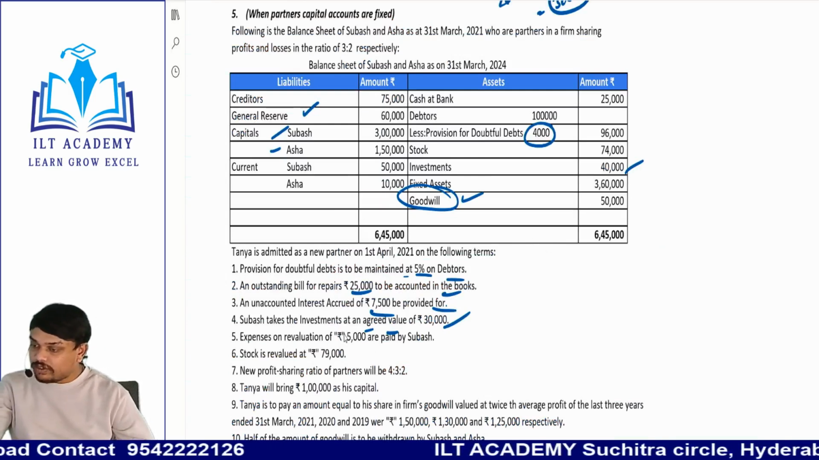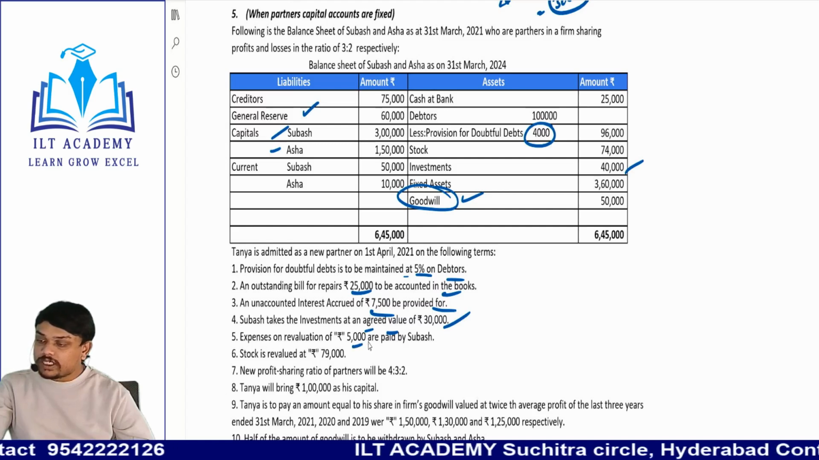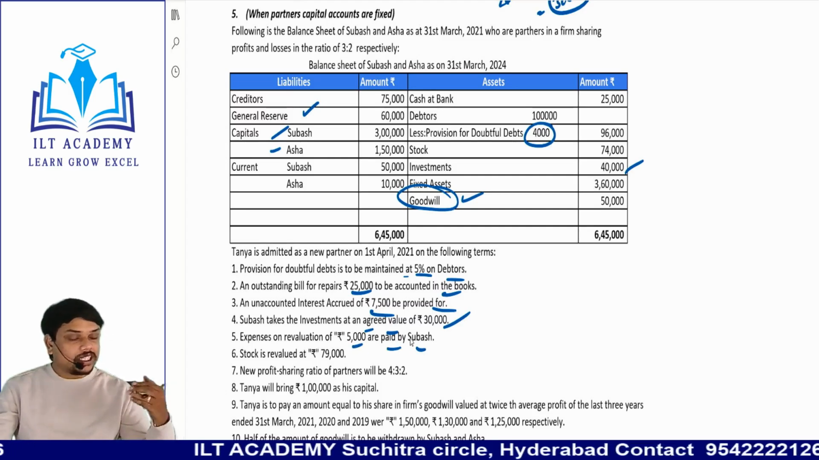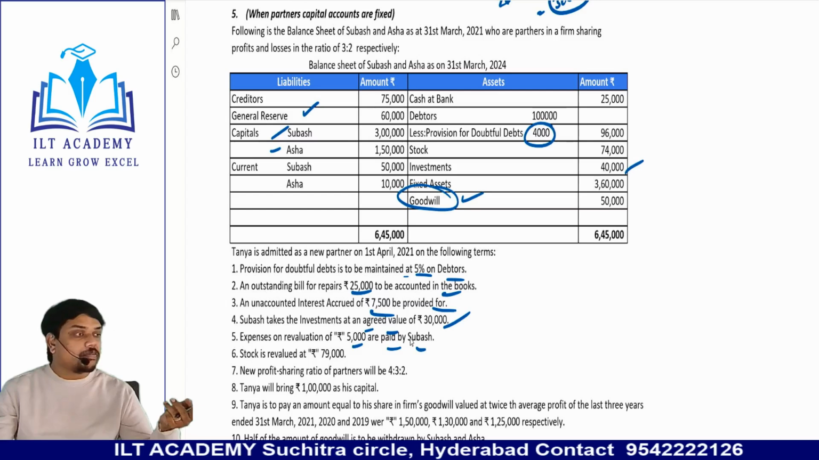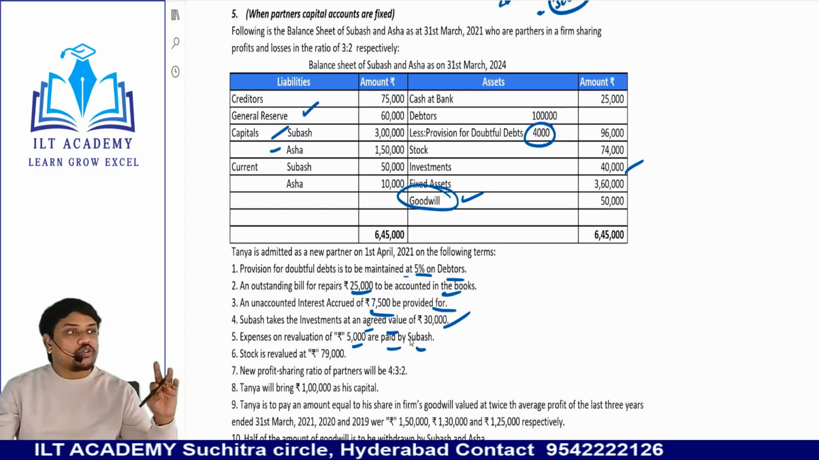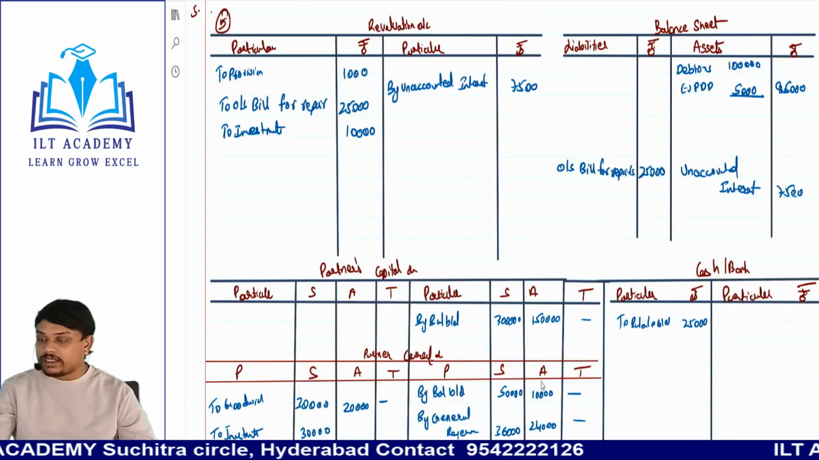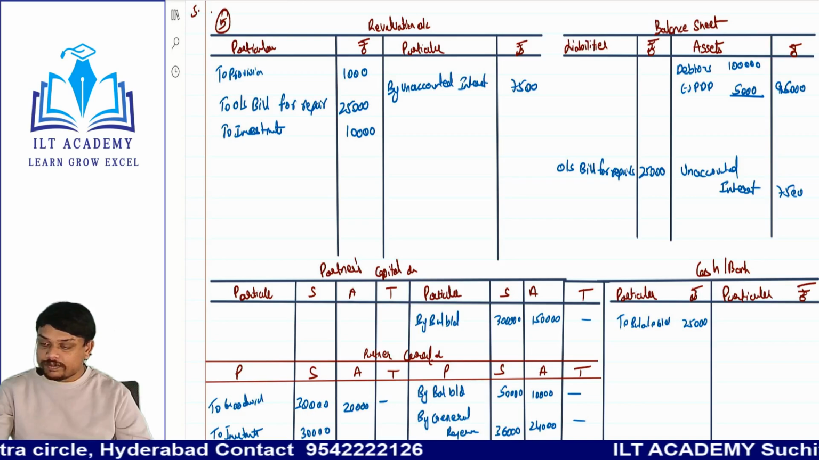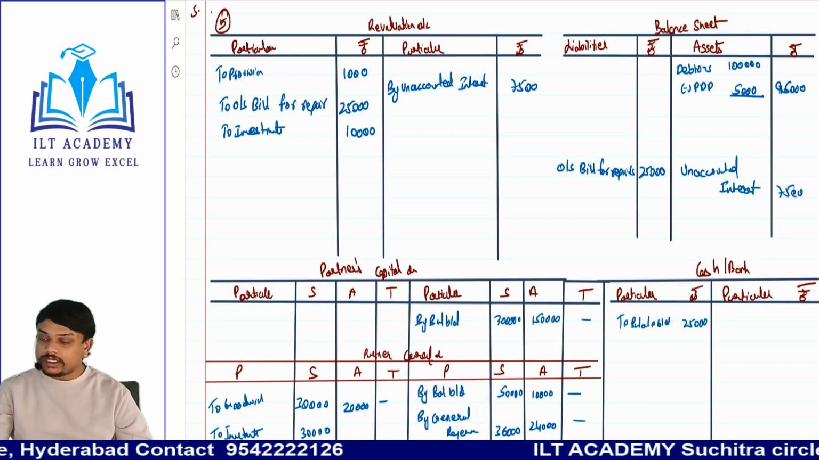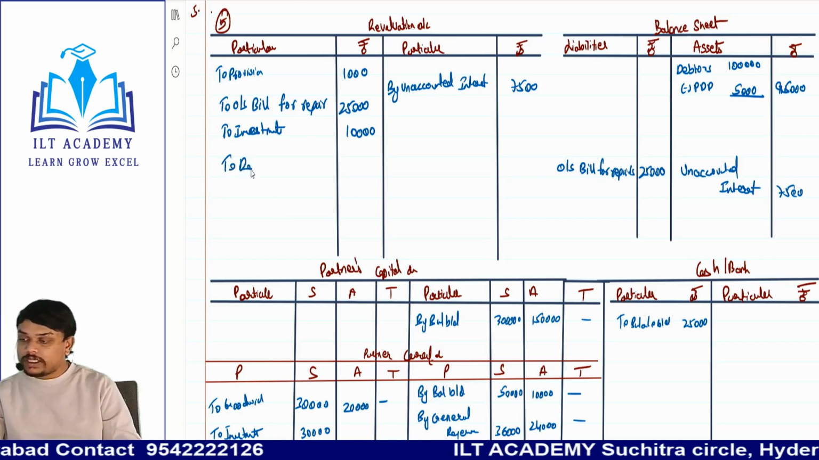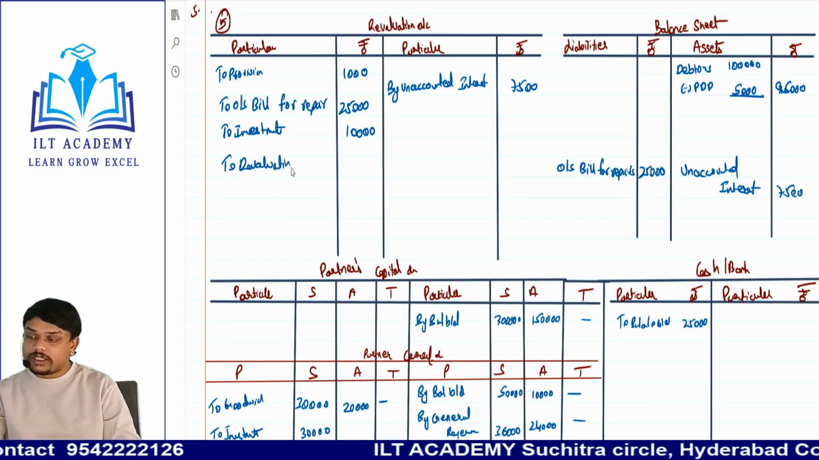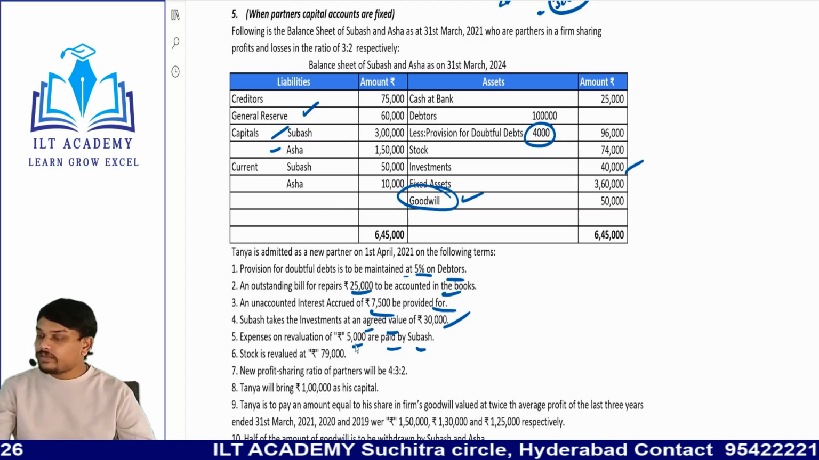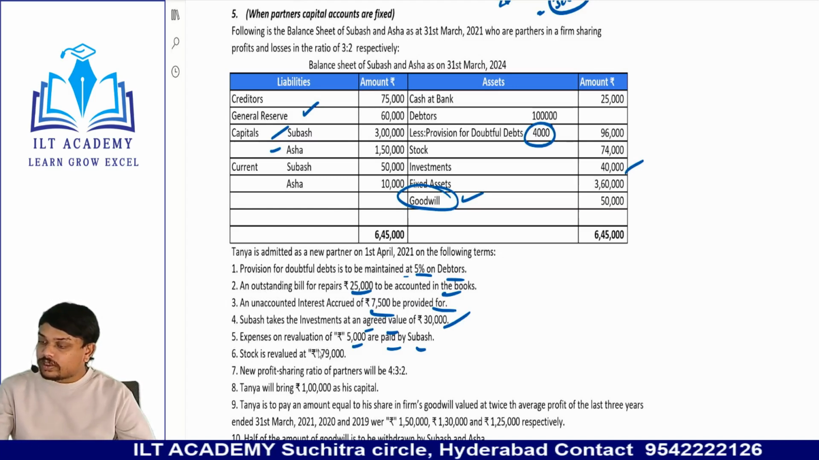Investments is done. Afterwards, expenses on revaluation amounting to 5,000 are paid by Subhash. First thing, generally revaluation expenses will be paid by the firm. Now here the partner is paying it. So the firm needs to reimburse that to the partner. So we will add that to revaluation expenses. Subhash will get 5,000 and for the firm it is loss. Revaluation expenses 5,000.